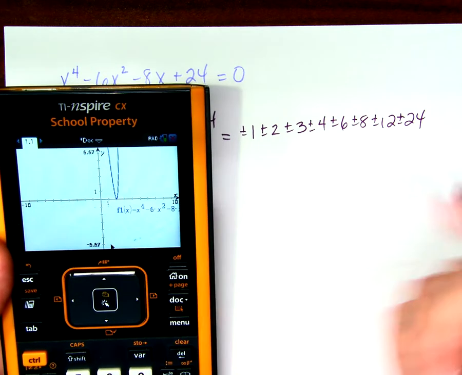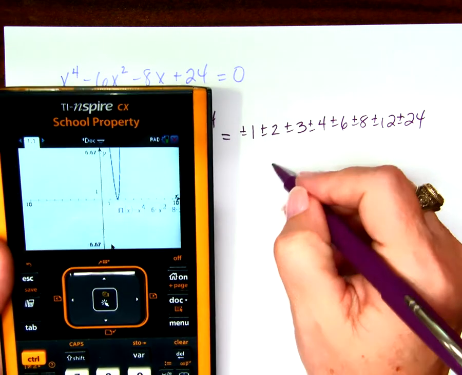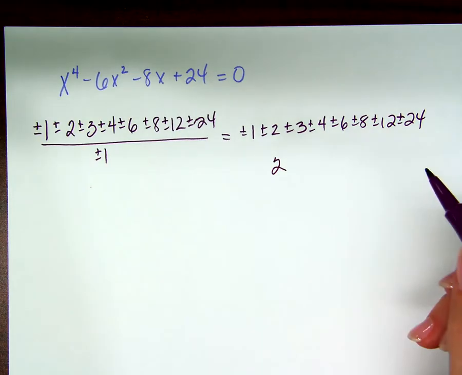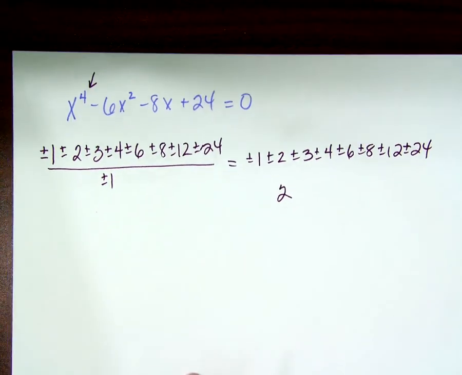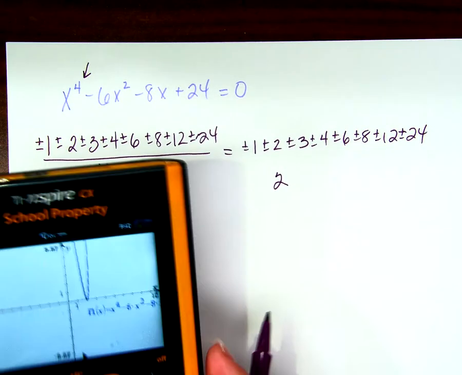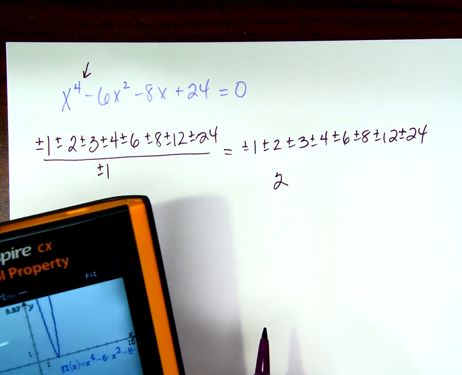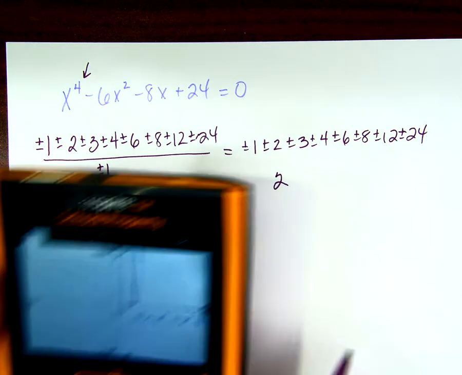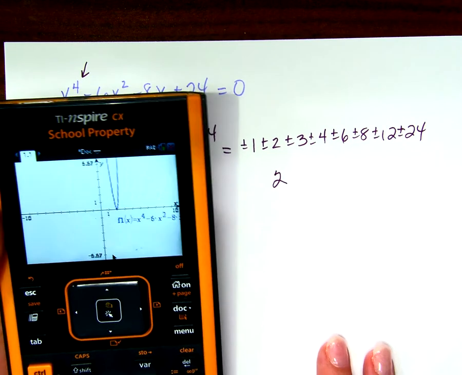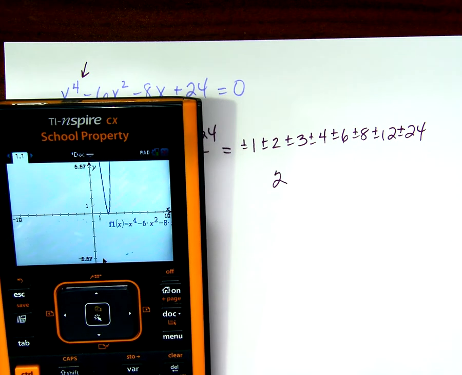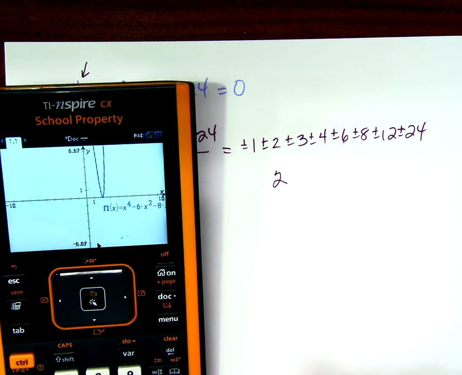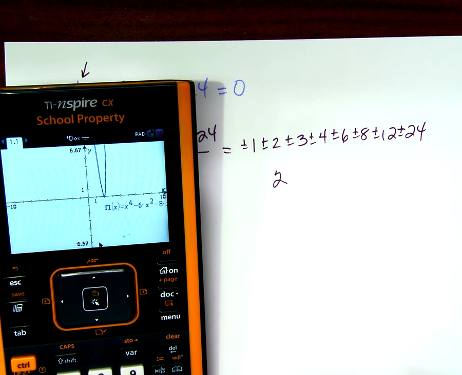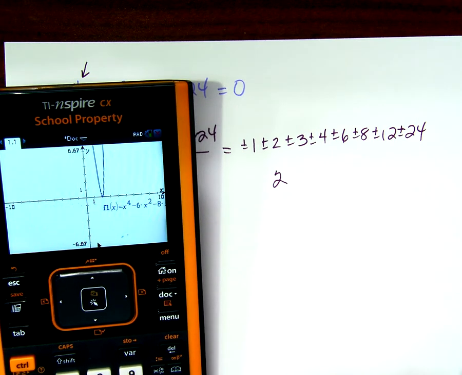I know for sure I've got one at positive 2, right? But how many should I get? I should have 4, right? I should have 4 factors. Again, some of those might be multiplicities and things like that, but I ought to get 4. So I have a couple choices here. I can go look at the table, which is what I think I'm going to do. And then we'll go from there, okay?